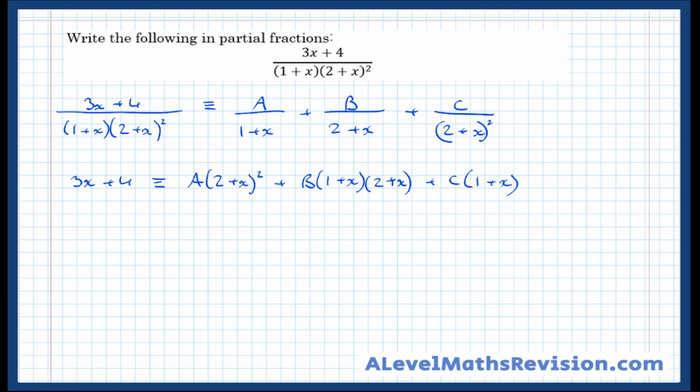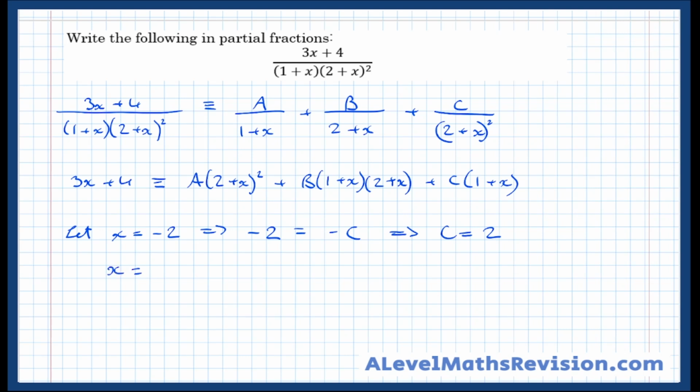Okay, so now we're going to use tactical values of x to make some of these disappear. So let's first of all try and make the 2 plus x disappear by letting x equal minus 2. So let x equal minus 2, which means that 3 lots of minus 2, minus 6, plus 4, which gives minus 2 on the left hand side, equals, so we'll see that disappears, and that disappears because that's got a factor of 2 plus x as well, to give minus c, which means that c equals 2 in this case.